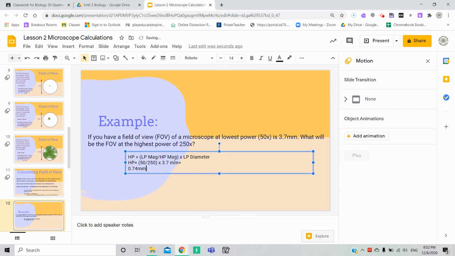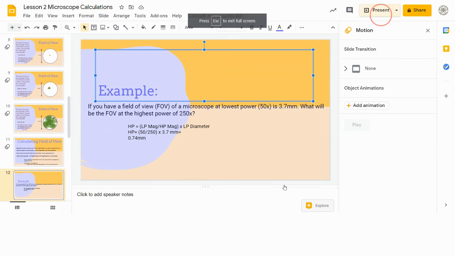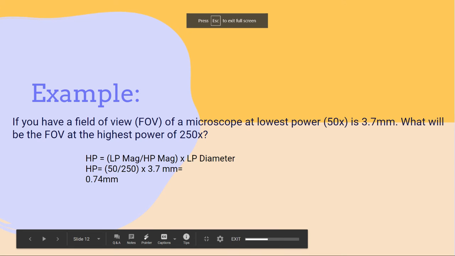0.74 millimeters. So at high power, my field of view, if I'm looking through my microscope, the space that the circle is occupying is only 0.74 millimeters. Now this makes sense because as you use higher and higher objective lenses, as you get closer and closer with your magnification, your space is going to get smaller and smaller because you're trying to magnify those objects bigger. Okay? All right. So if you could add that into the example that is just below the chart.